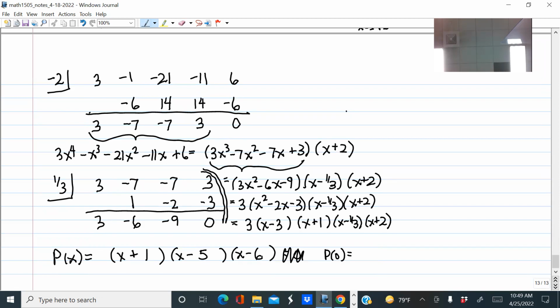So what happens if you evaluate p of 0 here? You get 0 plus 1 times 0 minus 5 times 0 minus 6. What happens when you multiply those together? You get 30. Yay, so that matched. The y-intercept there matches. So I think that's it. I think that has to be the answer, so it was easy.